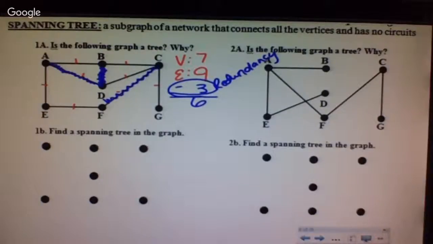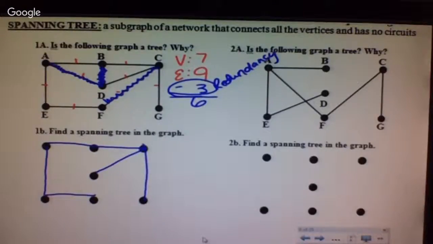So, in other words, now I've got this line we kept. I kept this line, and this line. There's your spanning tree. Yes. Okay, so you can always use the redundancy to determine whether you need to remove any lines or not.